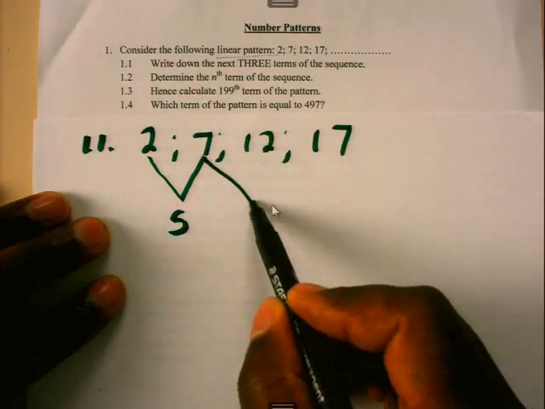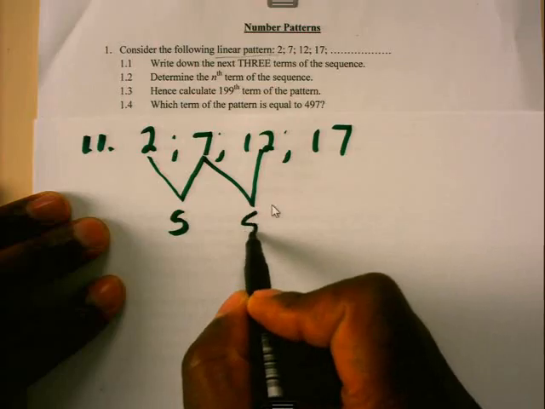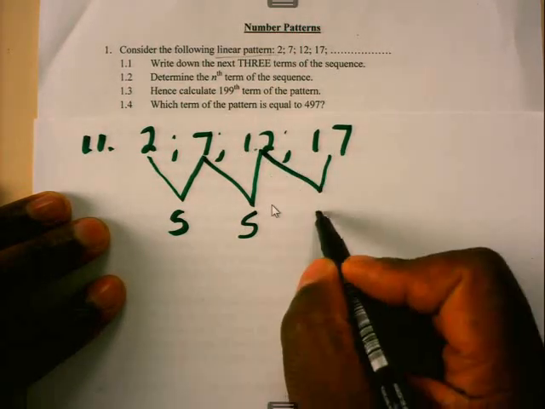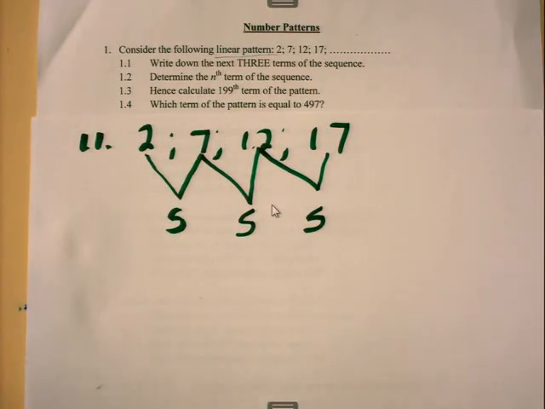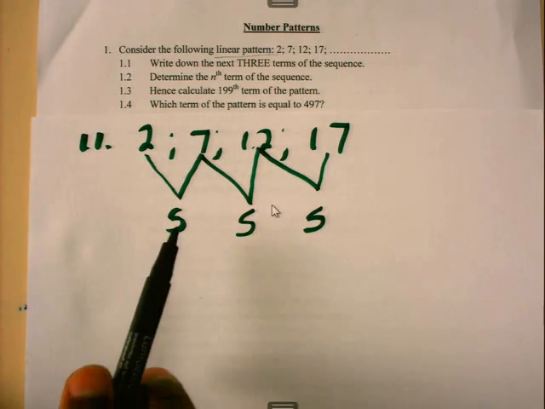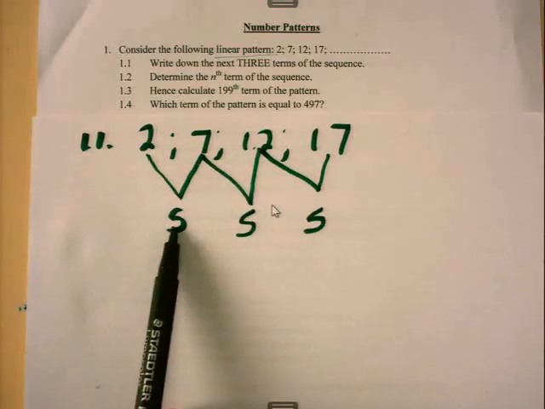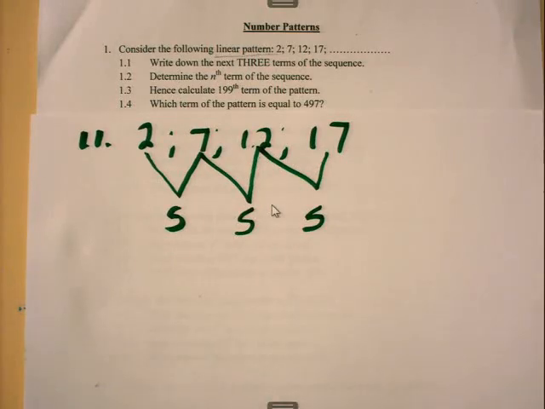Let's check the difference between these successive terms. 12 minus 7 gives us 5. Third difference, 17 minus 12 gives us 5. This shows that this is a linear number pattern because the first difference is common. The answer you get when you subtract is called the difference. So in all these instances, the difference between successive terms is 5.